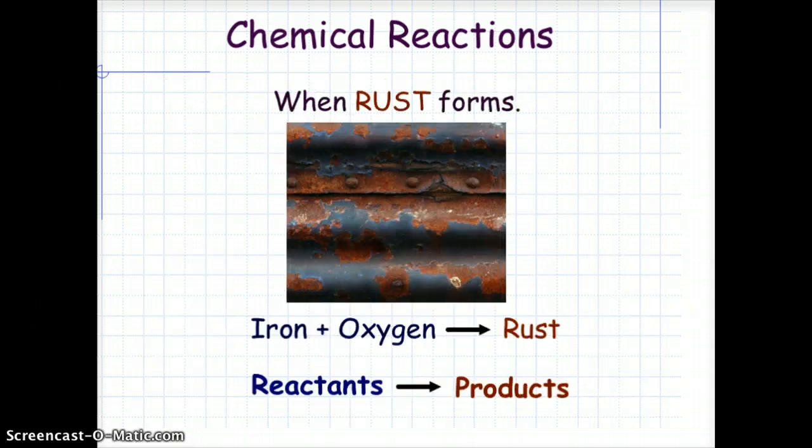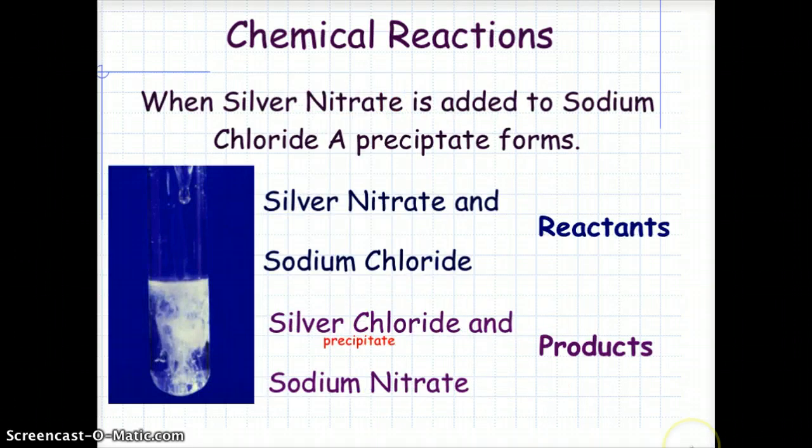Now for that example of rust, we have iron mixing with oxygen to form rust. The iron and the oxygen are referred to as the reactants. Those are the things that are reacting, and what is produced is the product, and in this case we're producing rust. And for that example of silver nitrate being added to sodium chloride, a precipitate forms. So silver nitrate and sodium chloride are the reactants, and silver chloride forms the precipitate, and we're left with some sodium nitrate, and those will be the products. So what goes into the reaction are the reactants, and the outcomes of the reaction are the products.